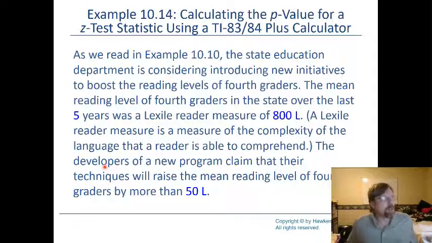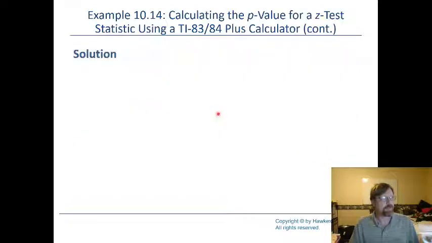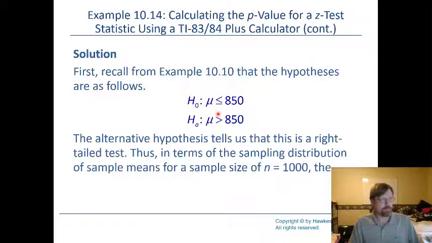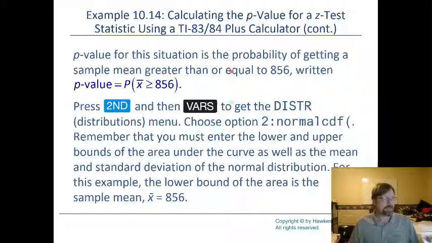Okay, so again, we can do this with the TI-83/84. This is, again, that exact same scenario with the reading scores. I'm not going to go back over that. The hypothesis was as follows there. We want the probability that the mean is greater than or equal to 856. No, 856 was the sample mean given.